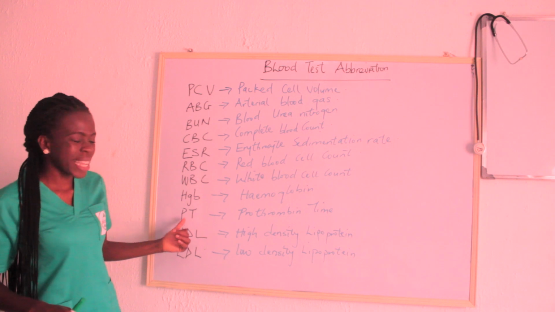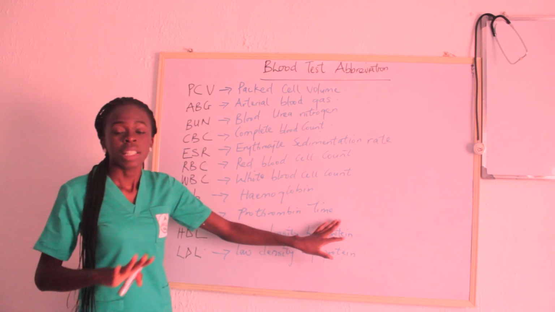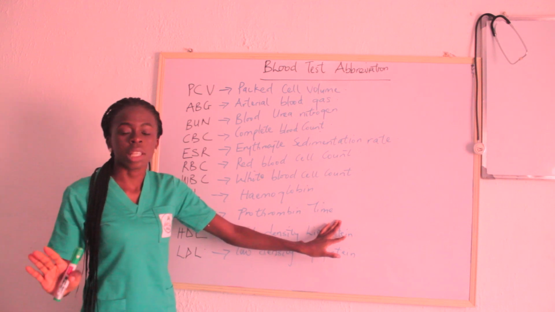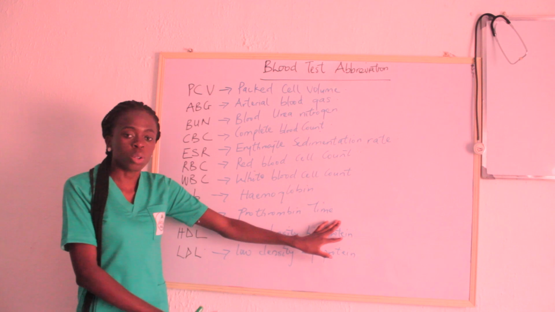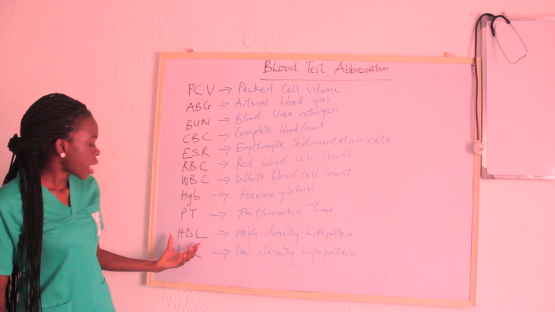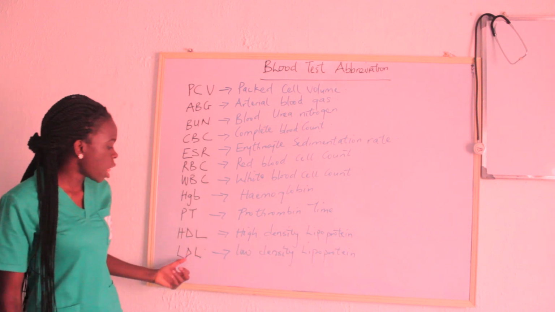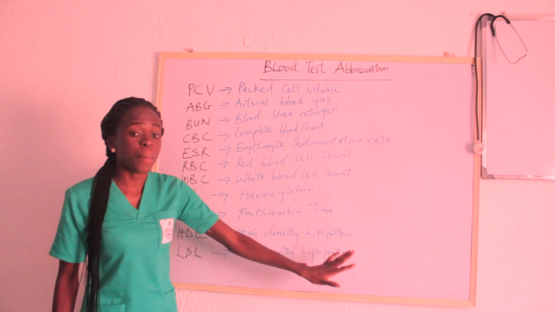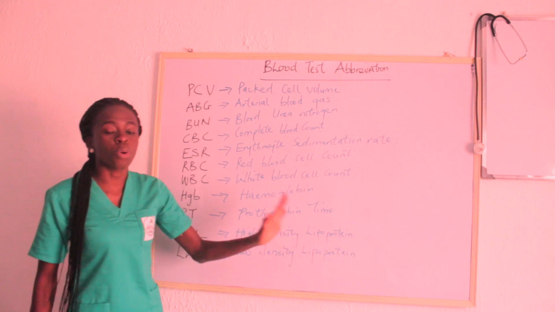When you see PT, PT is the prothrombin time. This is involved in blood clotting. It helps to tell if your blood is going to clot fast or going to clot slowly. Then HDL is high density lipoprotein. Then LDL is low density lipoprotein. The one that is needed in your body is this high density lipoprotein.